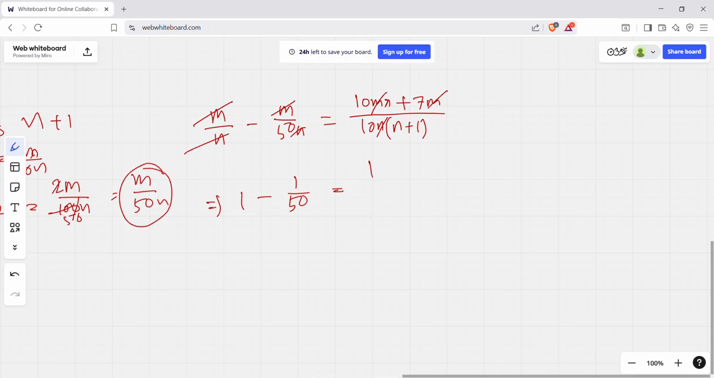So this is our 10n plus 7. So the n cross out. Now we have 10n plus 10. Okay. So now we have to do the simplifying here, which gives you 50 minus 1, which will give you 50 divided by, and you have to do the calculation 10n plus 7, 10n plus 10.